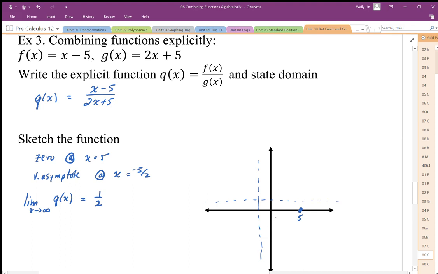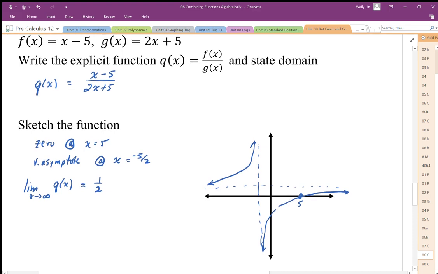I can also substitute an x of 0 to get a y-intercept. But I know my graph's going to look something like this. Follow the asymptotes here, and it's going to follow the asymptotes here. And again, if you want more detail, we can actually start making a table of values for this.